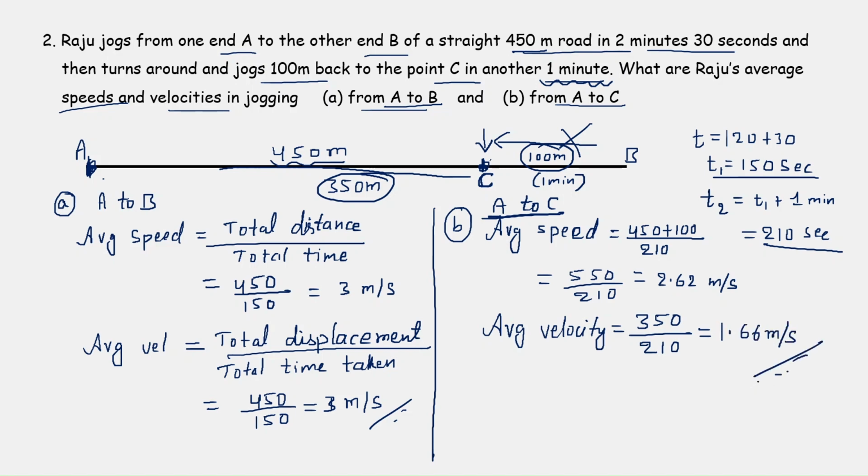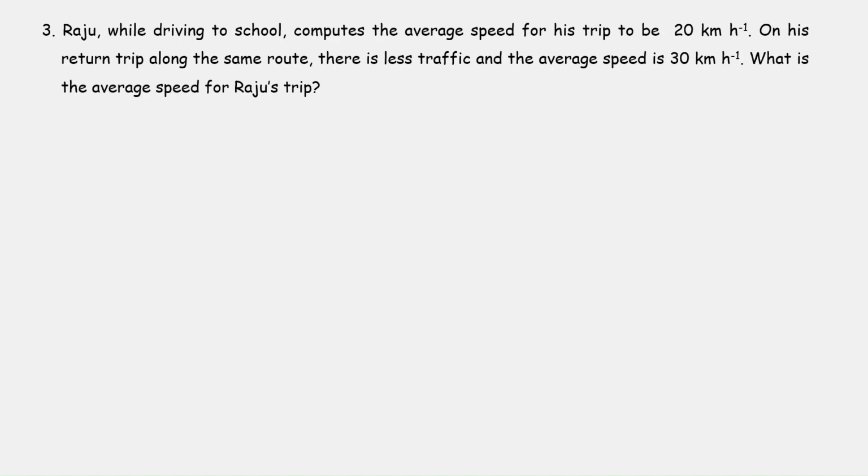So this is how we have to find the distance and displacement, and at the same time average velocity and average speed. Hope you understood. So next we have the third question. Here is the third question.